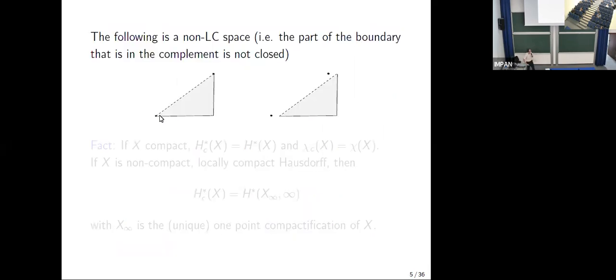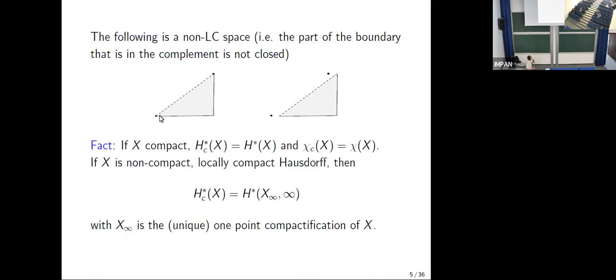Here's a space that's not locally compact. It's this triangle together with two points. That messes up various things. If X is compact, this cohomology with compact supports is the same as the cohomology we usually use, and the Euler characteristic with compact supports is the Euler characteristic we use also.